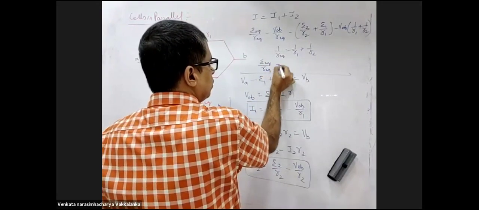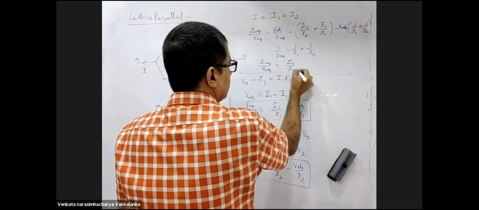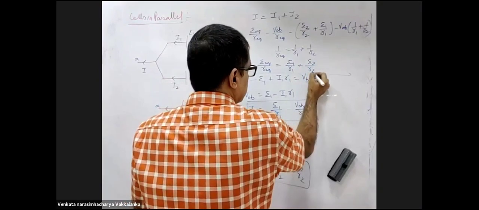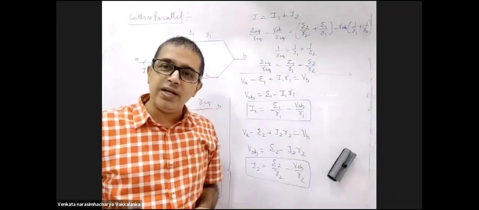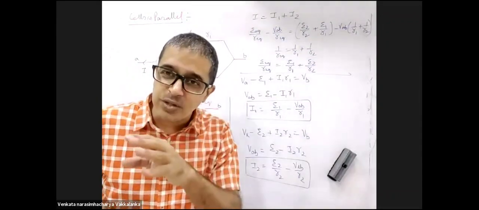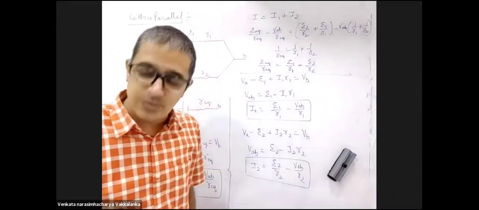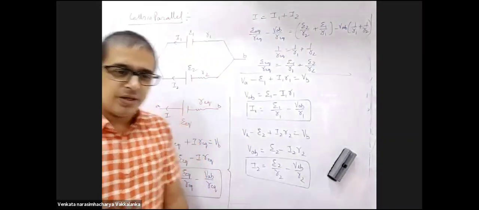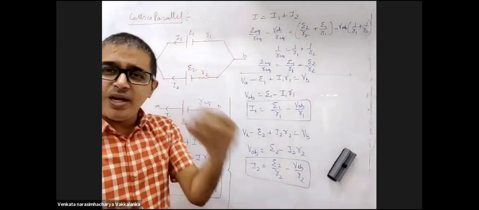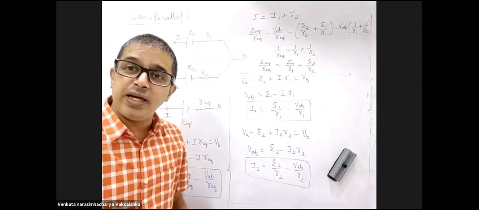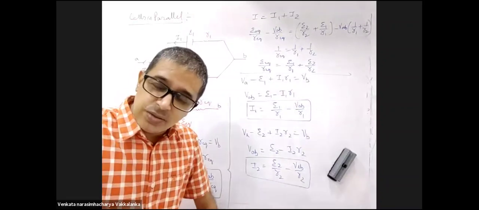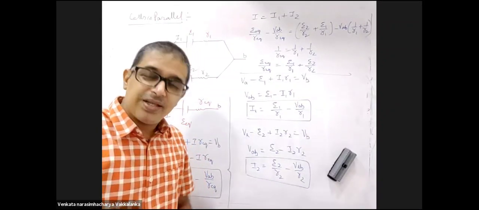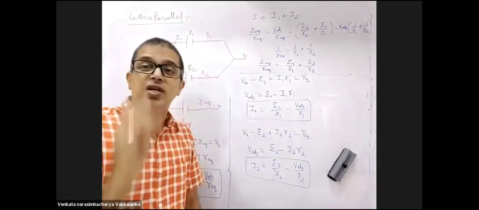E equivalent by R equivalent, you will get E1 by R1 plus E2 by R2. Substitute this R equivalent here, you will get E equivalent as (E1 R2 plus E2 R1) upon (R1 plus R2). NCERT completely eliminated the controversy of making an assumption that R1 and R2 are in parallel. First point, do you agree with this? Yes, sir. Second, there is an advantage in NCERT's procedure.